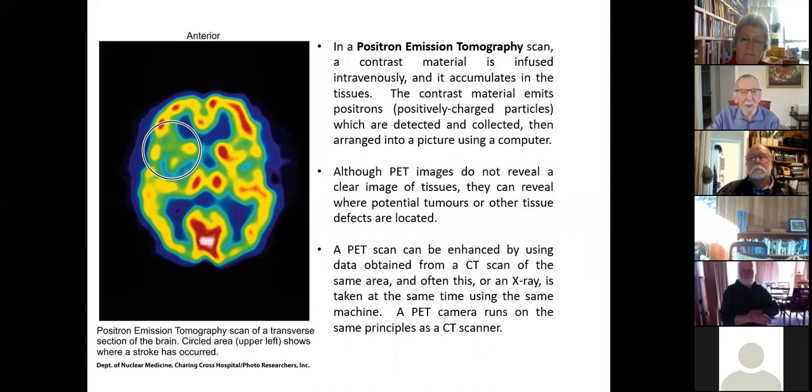In this particular case, we can see that this area here is significantly different from the other side of the brain. And this is because the tissue here has been destroyed because this person had a stroke. So this is why the PET scan can be useful, because it shows the areas that have been affected significantly by this event.